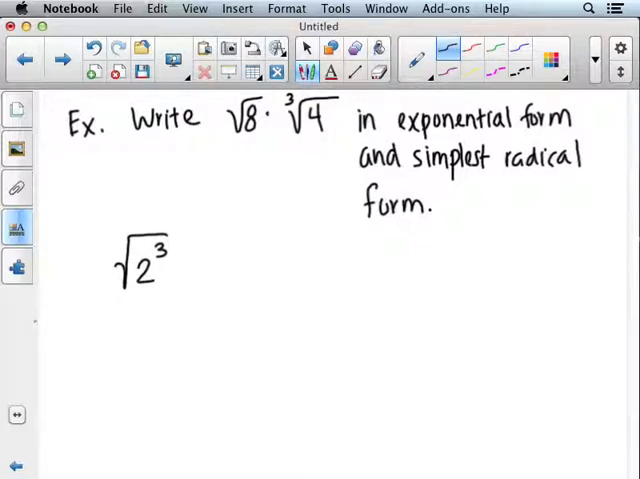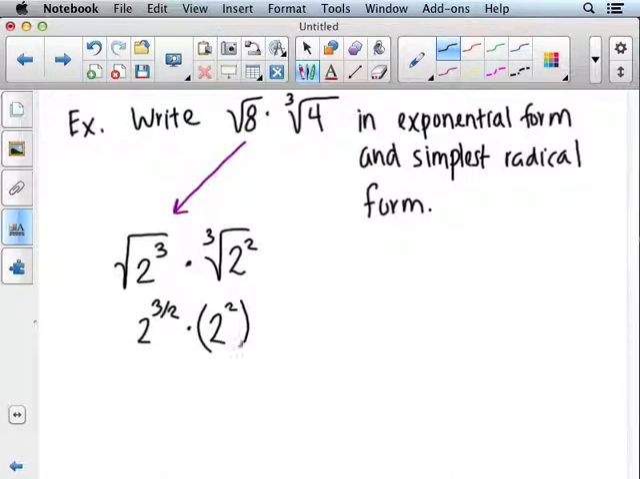So this is the same thing as this. And I'm going to rewrite 4 as 2 squared. So it's a little trick. I want them to have the same base so that I can multiply them together. So square root, same thing as 1/2. So this becomes 2 to the power of 3/2 times 2 to the power of 2 to the power of 1/3. Okay, the square root, same thing as power of 1/2.